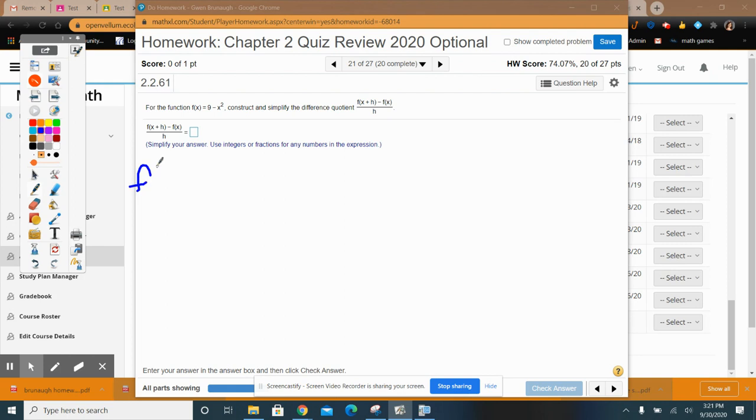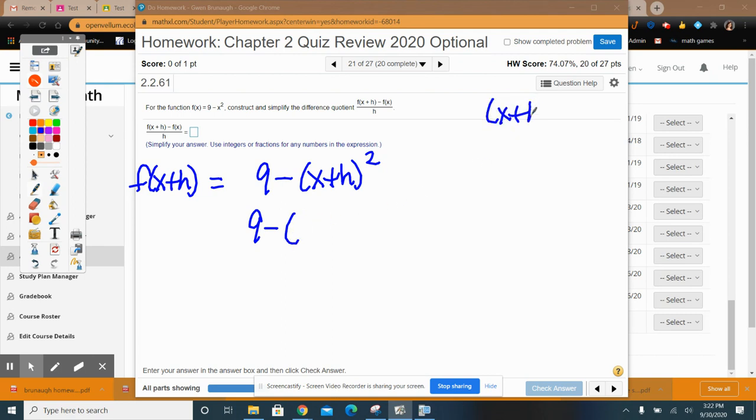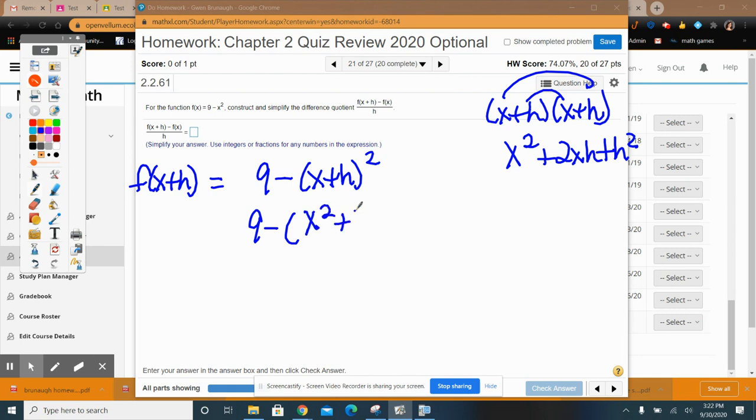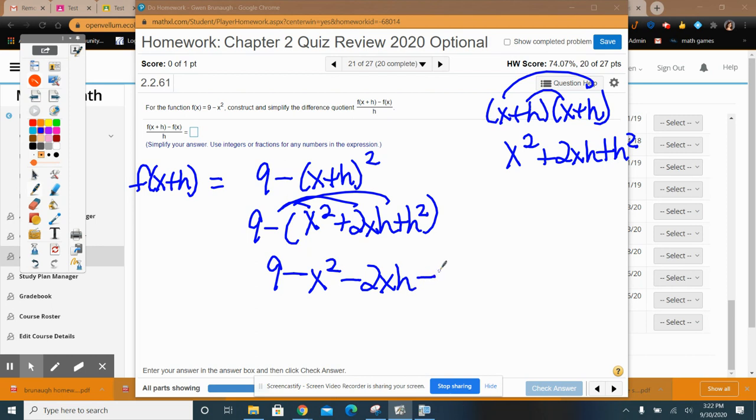All those parts, we're going to do f of x plus h first. That's going to be 9 minus x plus h squared. Be careful with that minus. That's 9 minus parentheses. What is x plus h times x plus h? X squared plus xh plus xh. That's 2xh plus h squared. X squared plus 2xh plus h squared. So you have to distribute: 9 minus x squared minus 2xh minus h squared. So f of x plus h is done.